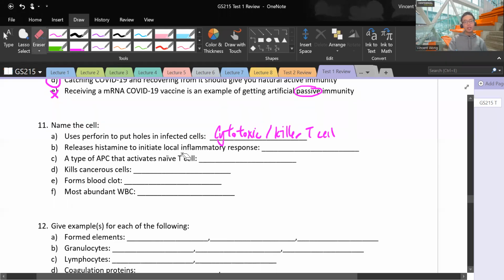Release histamine to initiate local inflammatory response. That would be mast cell. A type of APC that activates naive T cell. We only learned one. That's a macrophage. Kills cancerous cells, NK cells. Part of the innate immunity, right?